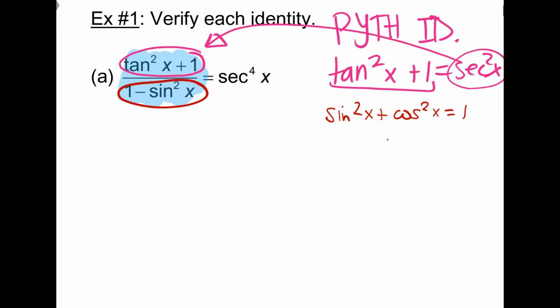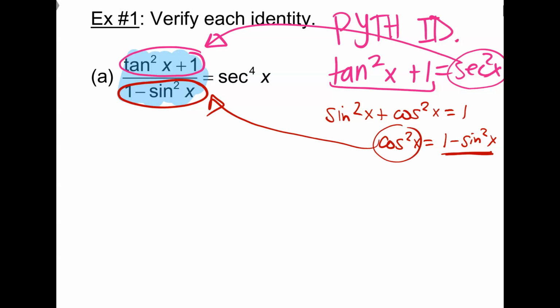So if I subtract sine squared x on both sides, let's see what I get. I get 1 minus sine squared x. This is exactly what we have, so I could plug in cosine squared x for the bottom. So you may have to manipulate, move things around a little bit on your identity in order for it to match what you have. But you can still do it. Okay, so on top, I have secant squared x, and on bottom, I have cosine squared x.